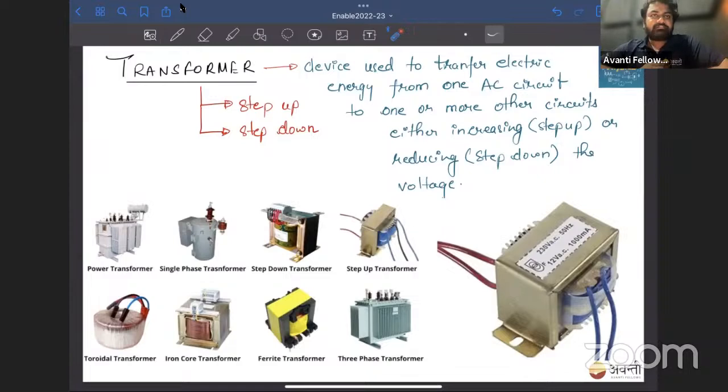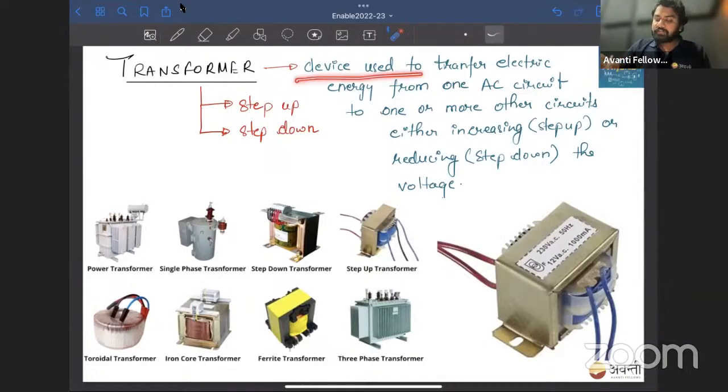So transformer is a device which can decrease the voltage. Also it can do the opposite, it can also increase the voltage. If it decreases the voltage, it is called step down transformer. If it increases the voltage, it is called step up transformer. There are two windings in a transformer. One is called primary, one is called secondary.